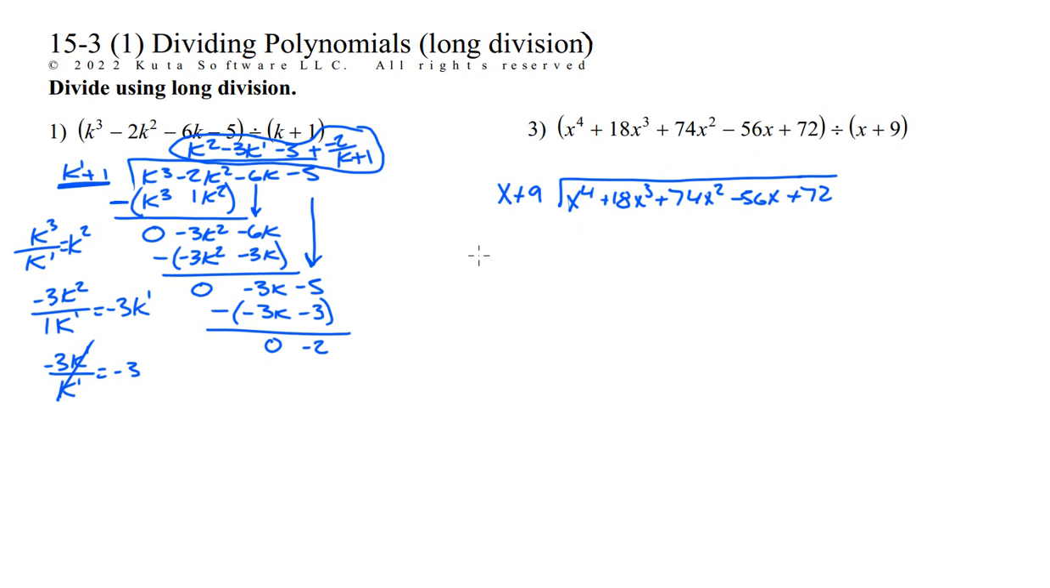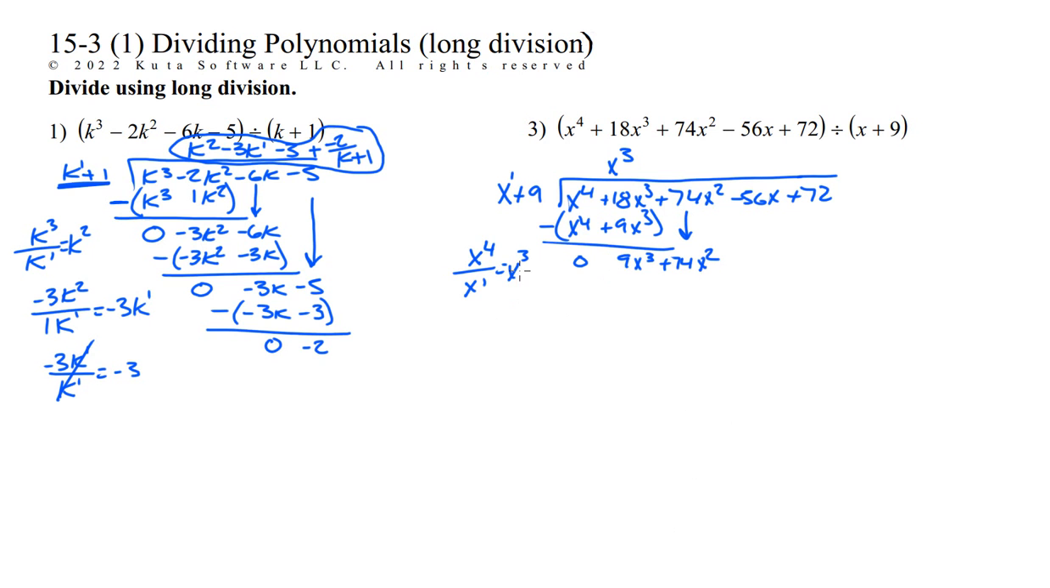So first thing we're going to do, x to the fourth over x to the first is x cubed. So this is going to be x cubed up here. And we go x cubed times x is x to the fourth. X cubed times 9 is plus 9x cubed. We're going to subtract this whole thing. So that's 18x cubed minus 9x cubed is 9x cubed. And x to the fourth minus x to the fourth is 0. Alright, and then we continue on here, and we're going to bring down this 74x squared.